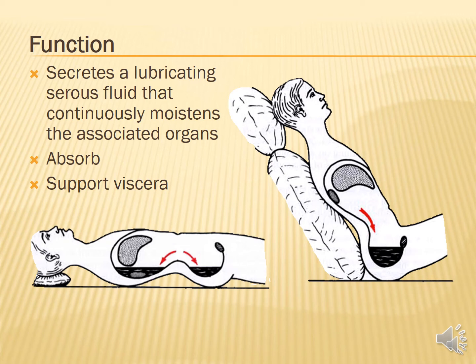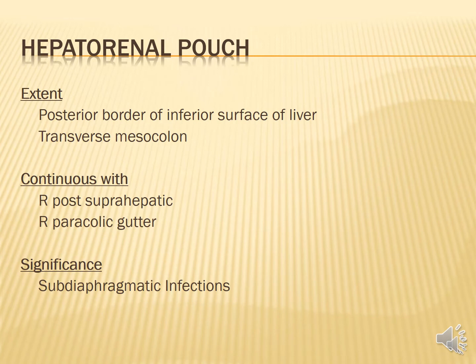And from where can the infection come in this pouch? From gallbladder, appendix, or the other organs in the region. And then we come to the hepatorenal pouch, which is continuous with the right paracolic gutter also, and its significance is that in the subdiaphragmatic infections the fluid accumulates over here.